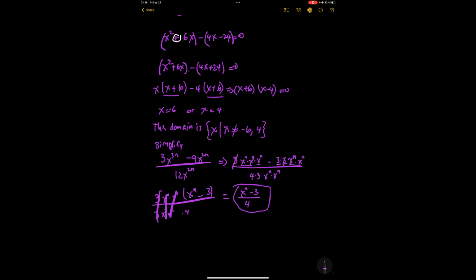Remember, guys, this is the way you have to factor out, how we always simplify a rational function.